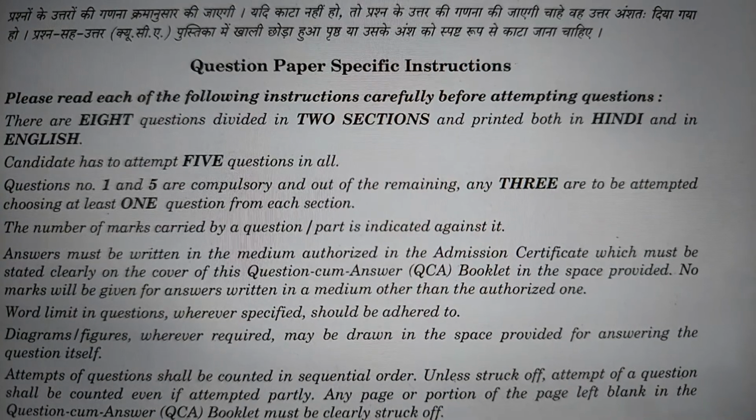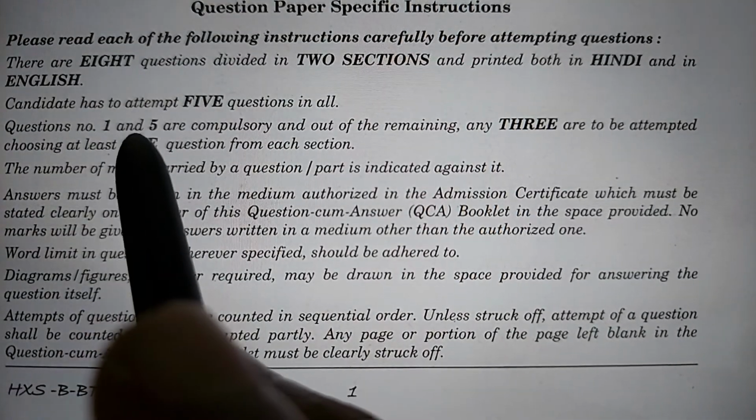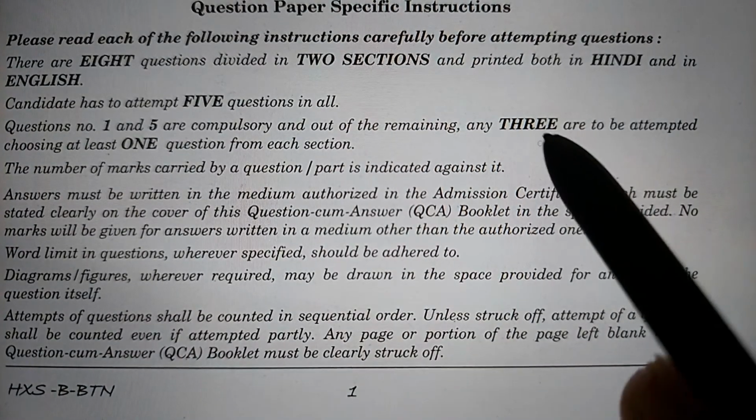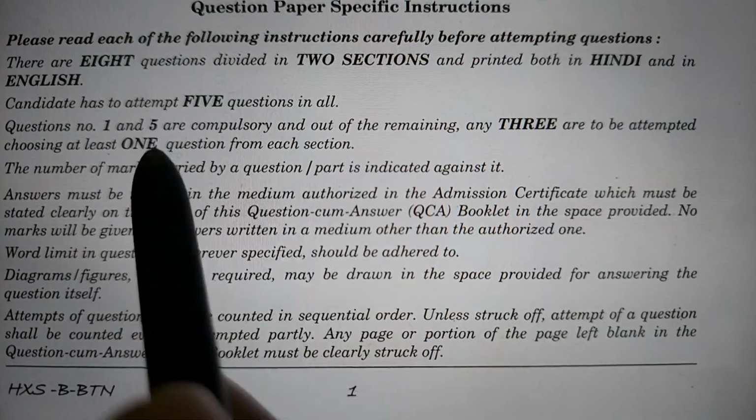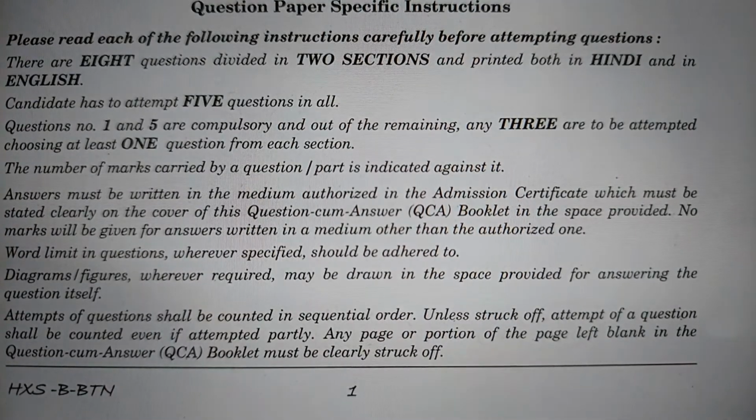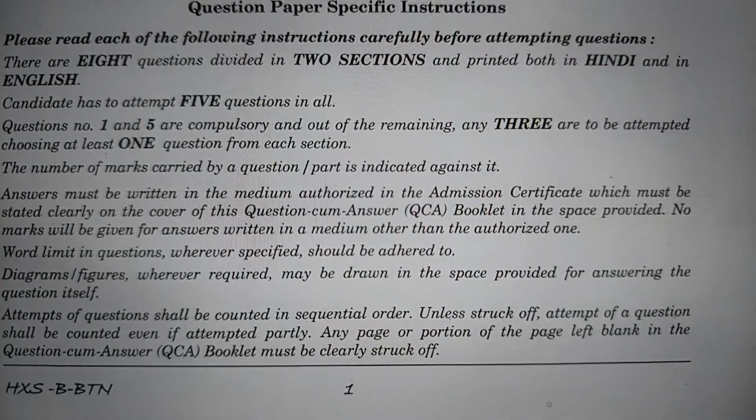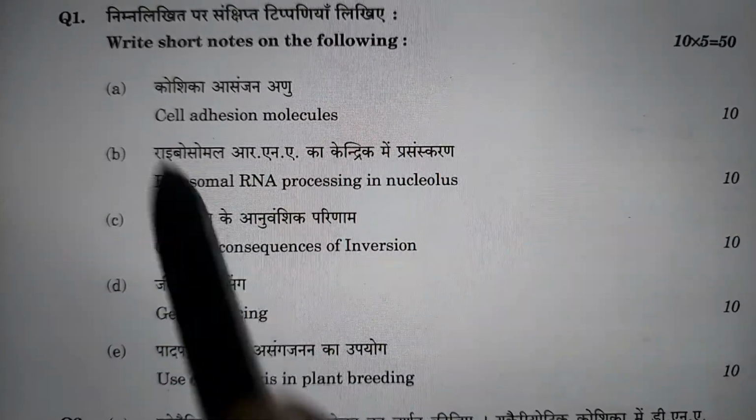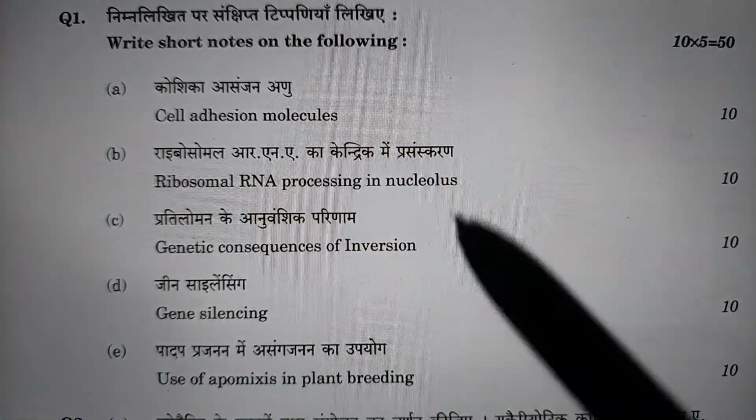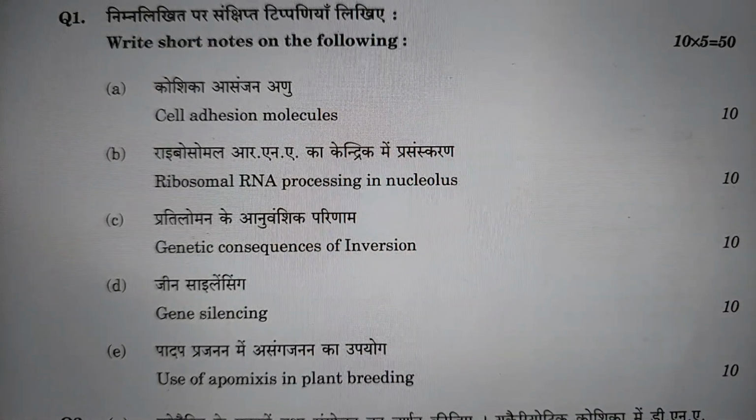And as you previously know, you have to do questions 1 and 5 that are compulsory, and 3 questions from the other section, and 1 question from each section is compulsory. So let's go. This question is 2021 Botany optional paper 2, and this is section 1 paper, and question 1 is compulsory. You have to do A, B, C, D and E, and each one is having 10 marks.